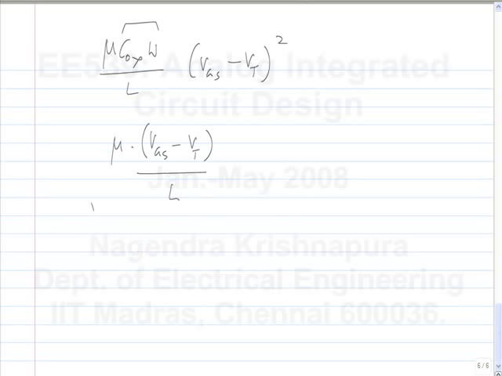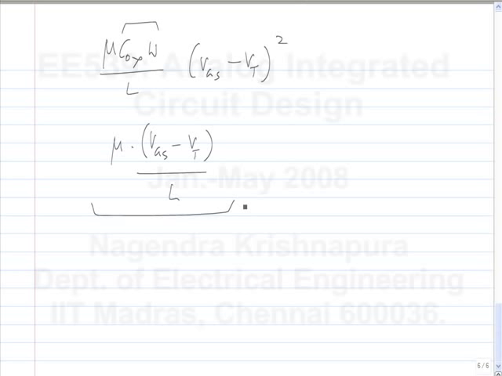What is this quantity? Drift velocity, yeah. VGS minus VT by L. We said the voltage across the pinched off channel is VGS minus VT. The field is VGS minus VT by L. And the velocity is mu times the field. So it is mu times VGS minus VT by L.